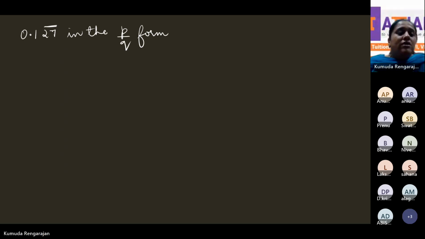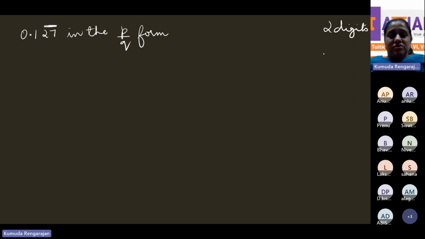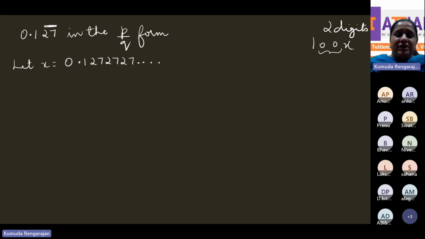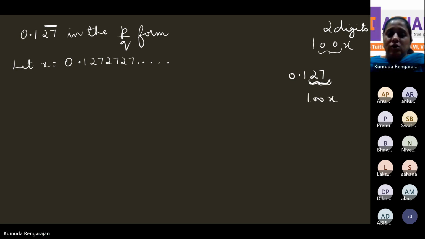What I told you was, here the recurring part has two digits, which means we need to find 100x. Two digits, so use two zeros, so 100x. You're going to say let x be equal to 0.127 recurring. That is the default equation. Apart from this, you need just one more equation. Since in 0.127 recurring two digits repeat endlessly, we find 100x, two zeros.